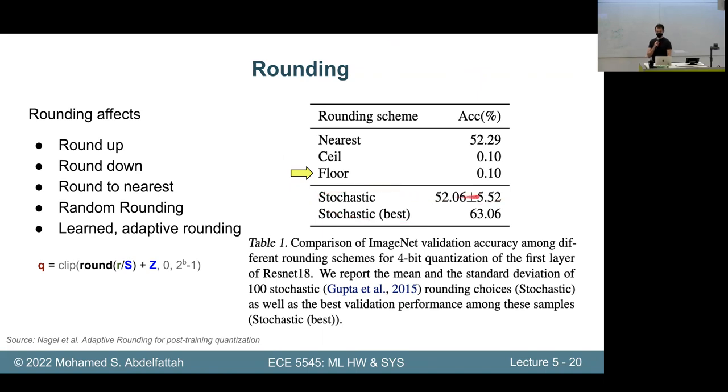That's called stochastic rounding. Obviously it has a large standard deviation because it's random. Sometimes you get it right, sometimes you get it wrong. But the best result from stochastic rounding is actually way better than round to nearest. The rest of this paper, which is down there in the source if you're interested, goes through a way of doing adaptive rounding and learning the rounding scheme as you're doing training. That's a really cool paper. And by the way, I'm talking about this rounding function, right?